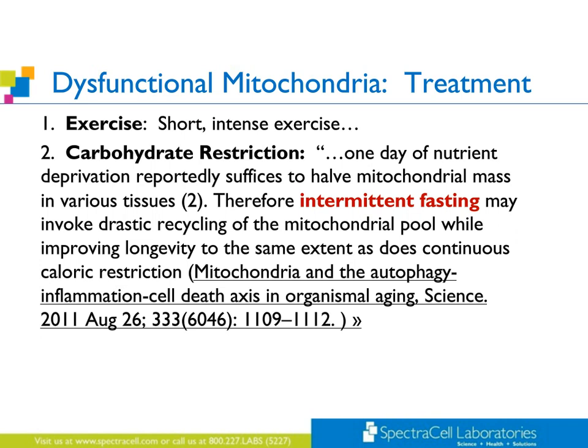So intermittent fasting, and patients frequently ask me, what do I mean by that? And I say, if you can do an intermittent fast, a 24-hour fast, 2 days a week, that would be more healthy than if you fasted for 5 to 6 days nonstop. So intermittent fasting will help to decrease the dysfunctional mitochondria, as does short, intense bursts of physical activity, of exercise.